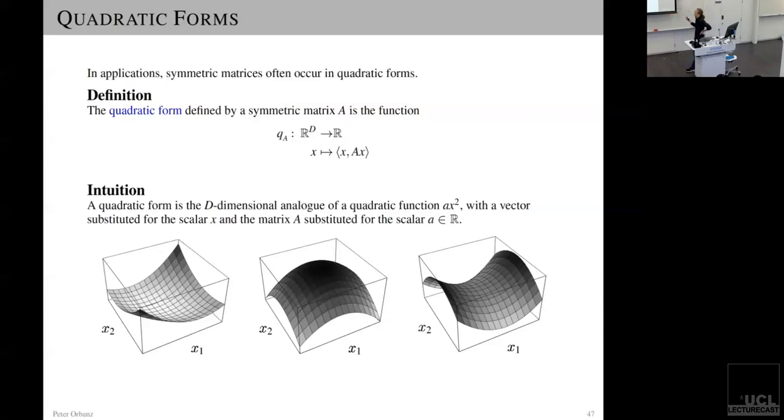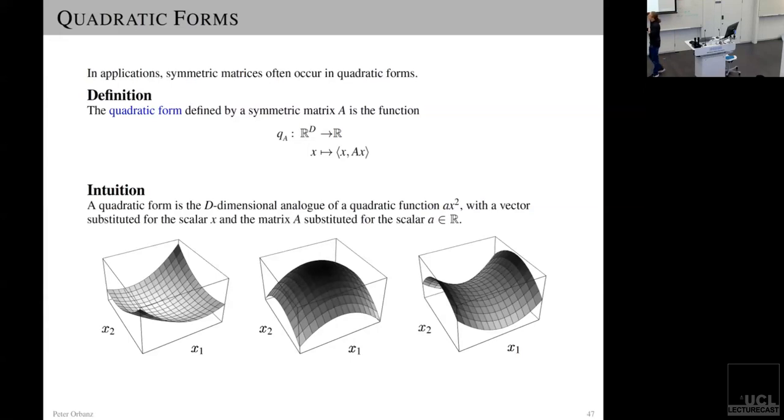So on the previous slides, we've just taken A and applied it to a vector. And now we're basically squaring x. And these quadratic forms, if the matrix is symmetric, are really the straightforward generalization of a parabola. This is a real-valued function on d-dimensional space. And if you're in one dimension, where d is 1, then this is simply a quadratic function.